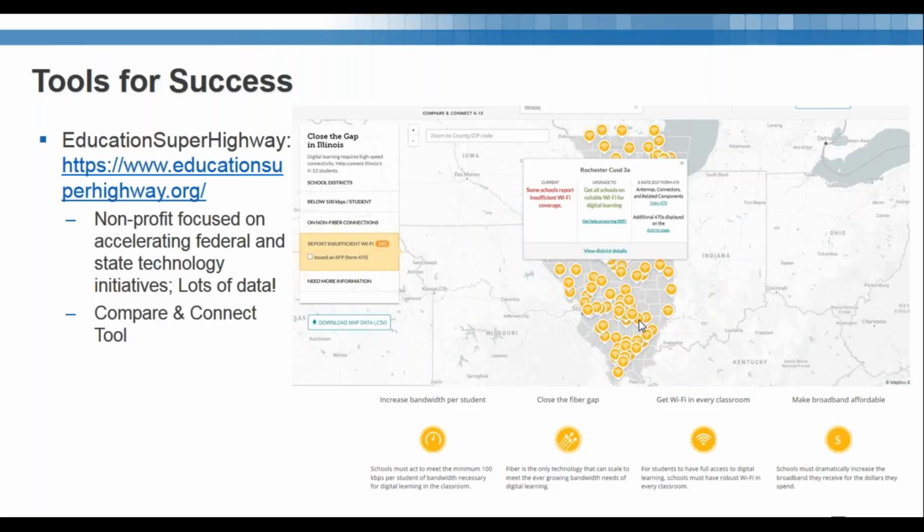It'll show you their current status, for example, Rochester Community School District down in central Illinois. Currently they're saying some schools are reporting insufficient wireless coverage. The goal here is to upgrade so that they have reliable wireless for digital learning. And then it shows what exactly their Form 470 is looking for. Here they're looking for antennas, connectors, and related components, and likely installation as well. So there's lots of data here to mine to pull out opportunities for you.